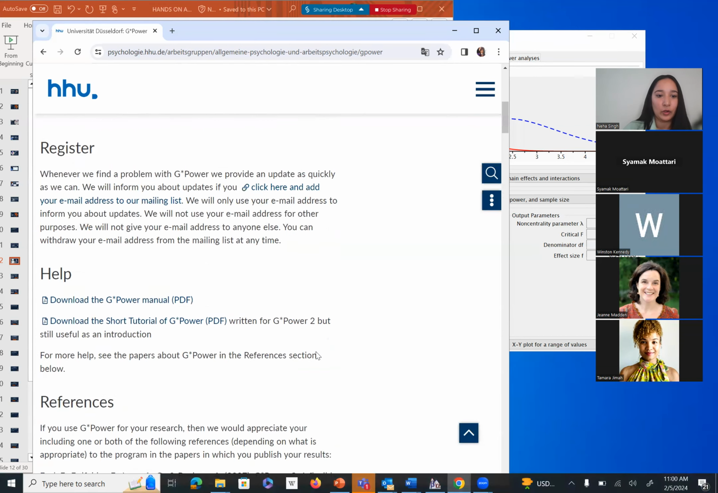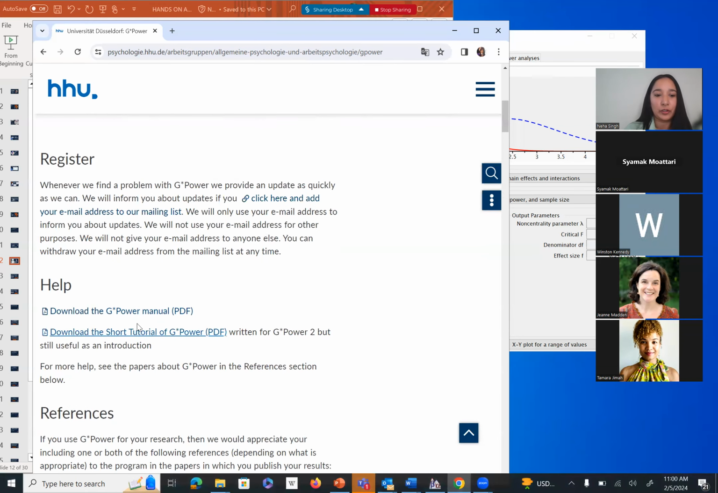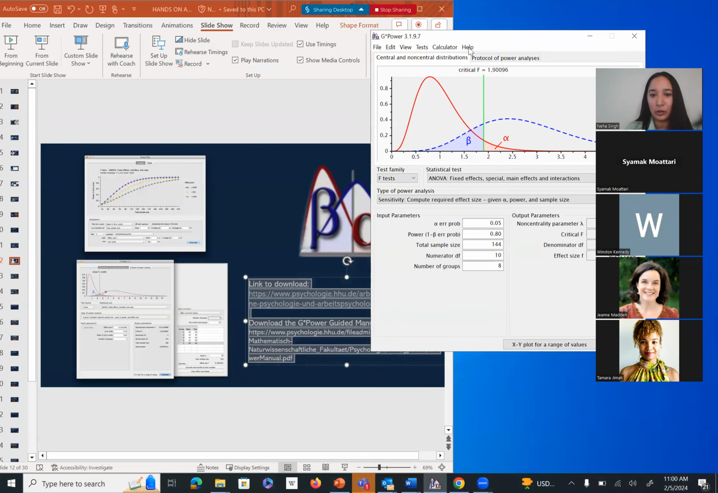And then there is also a very helpful guide, which is the GPower manual download. It gives you a reference to certain statistical tests and how to perform them in GPower. It's very helpful if you want to learn on your own time. It doesn't go over every statistical test, so I just wanted to give that resource as well. And then this is how GPower looks when you open it.